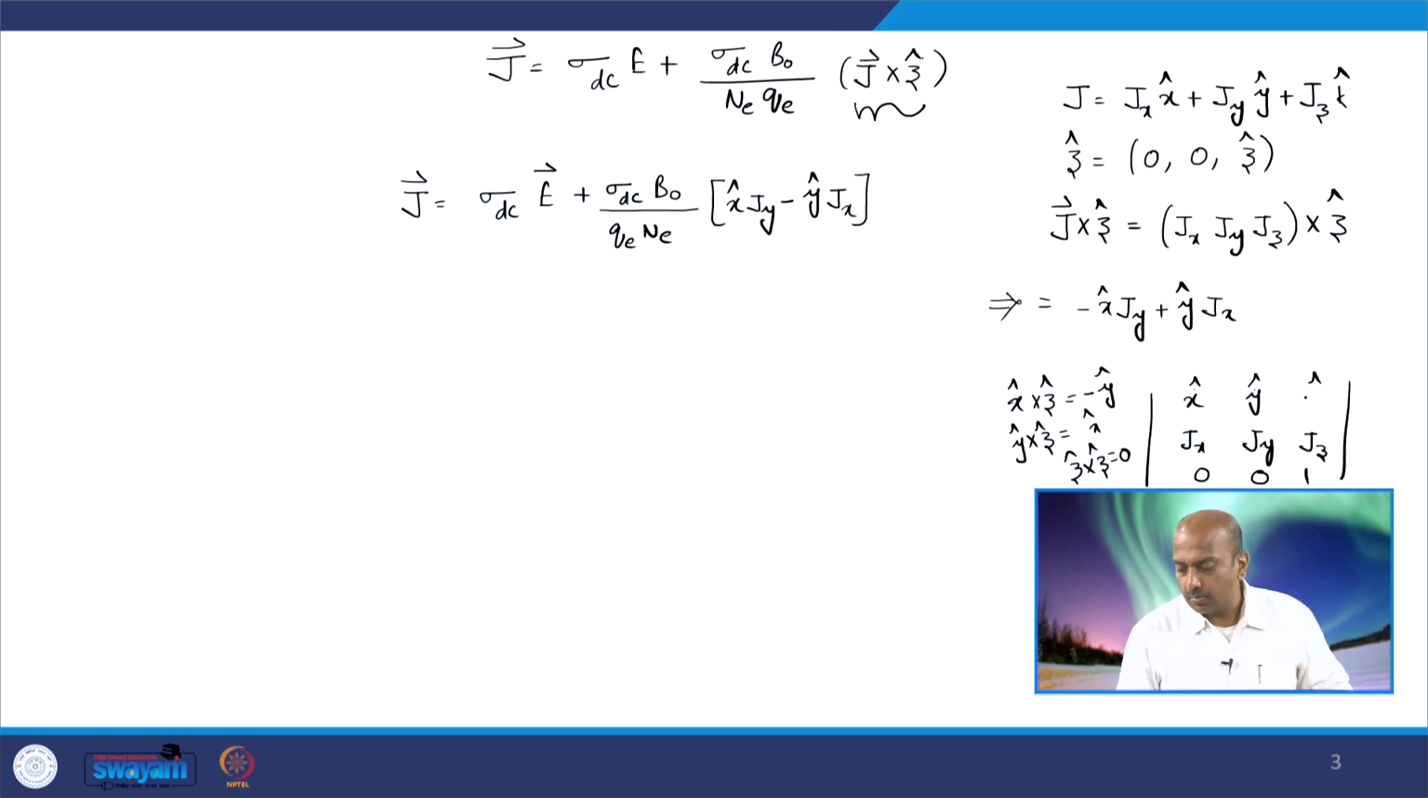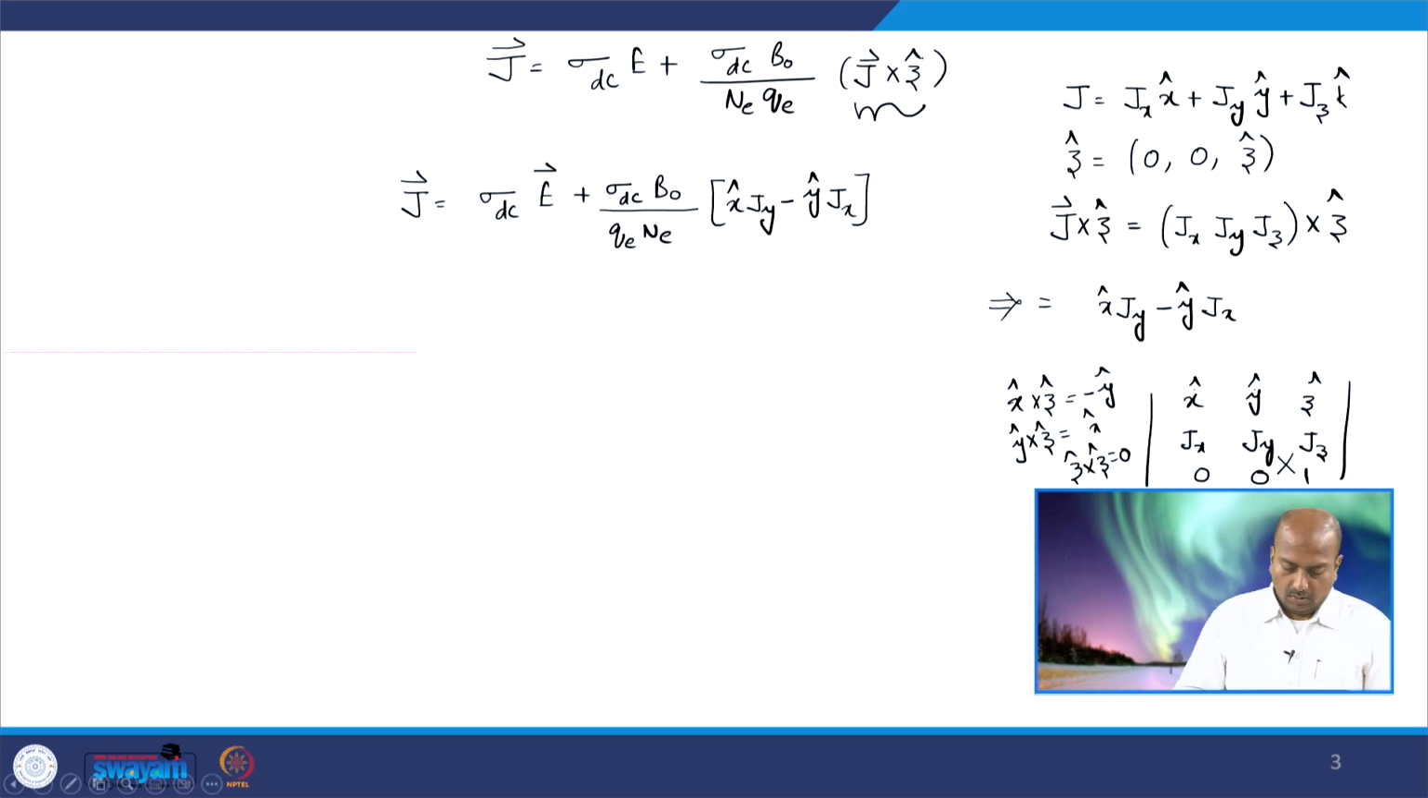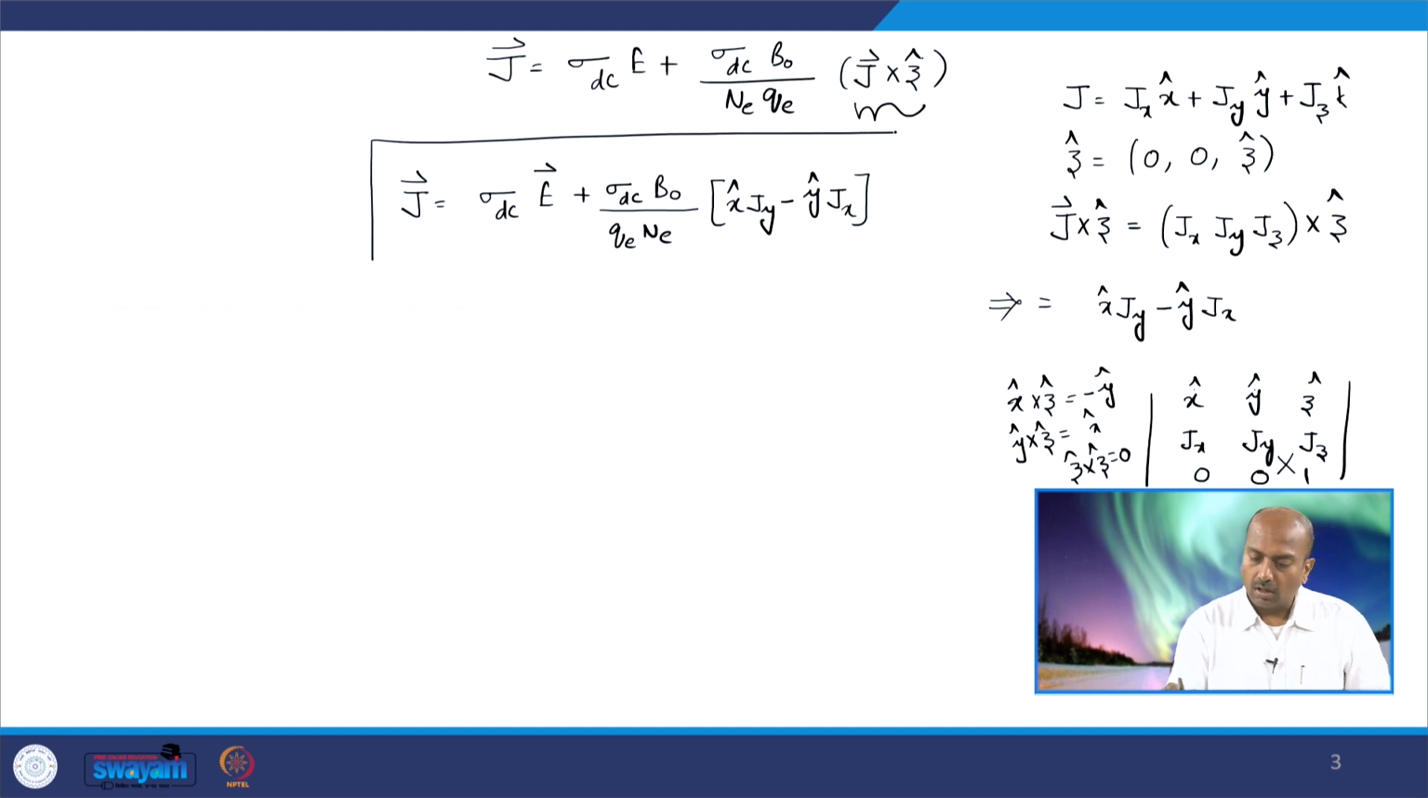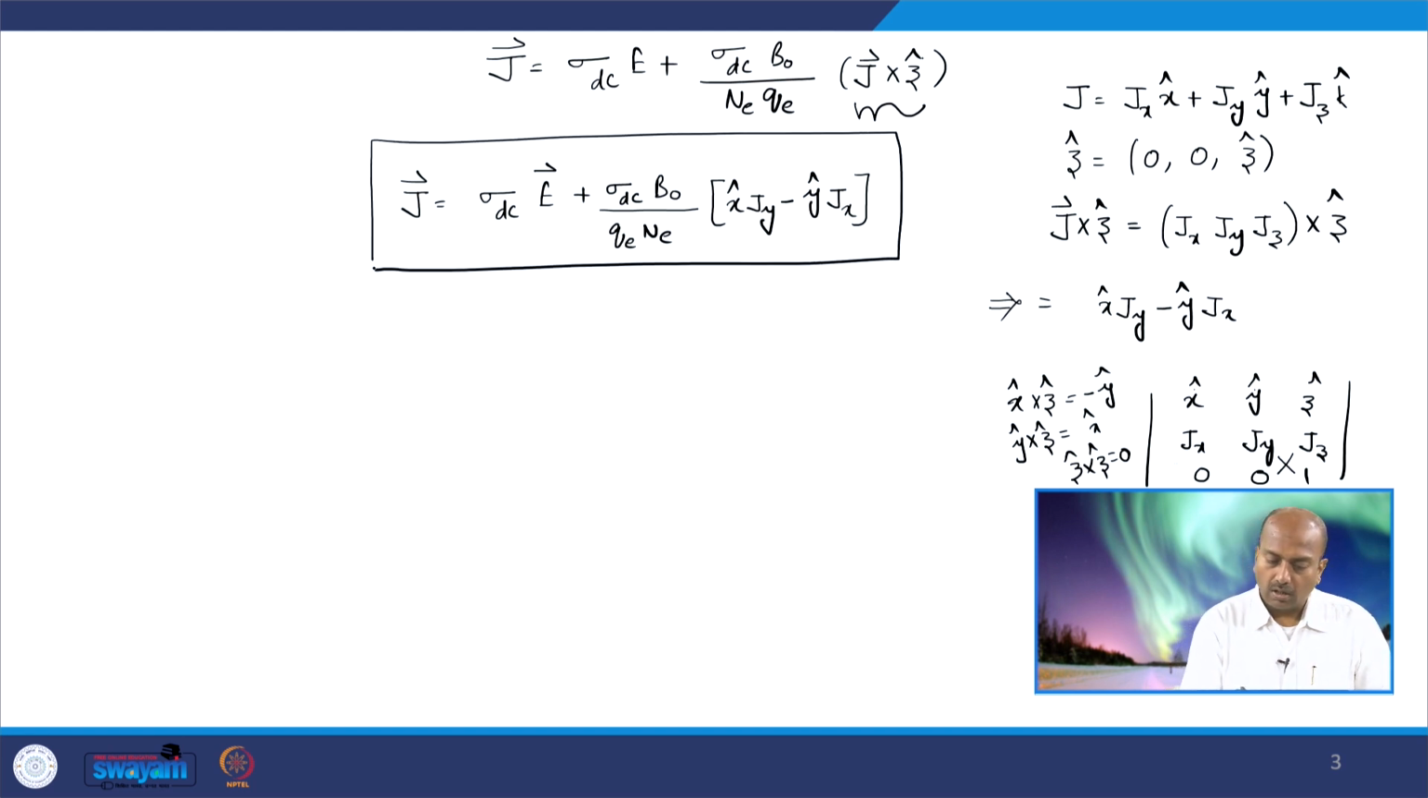For convenience, I am using the same notation. So it is x cap times Jy minus 0 minus y cap. Yeah, this could have been x cap Jy minus y cap Jx minus y cap Jx 0. Right. So this is J, the conductivity, in terms of both the magnetic field and electric field. Right. Now where do we go from here?